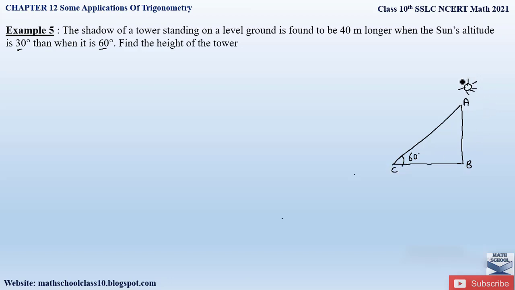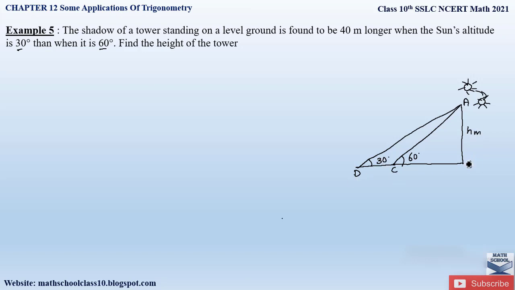Now when the direction of the sun changes, when the sun comes here by changing its position, the length of the shadow becomes 40 meter longer compared to the previous shadow. This shadow becomes longer by 40 meter. So now the angle is 30 degree. Let us name this point as D. We have to find the height of the tower. Let the height of this tower be h meters.